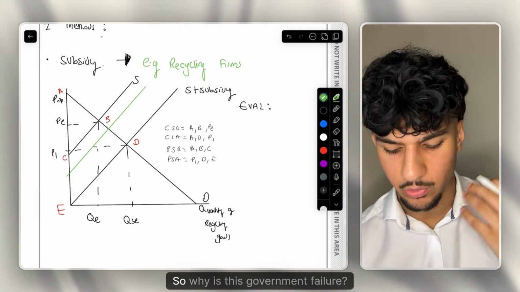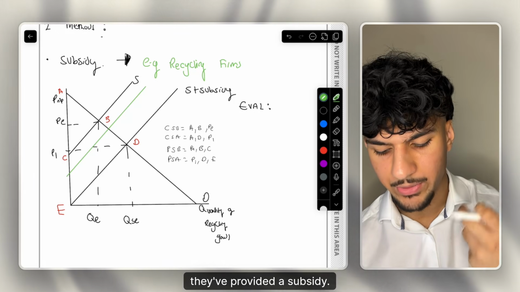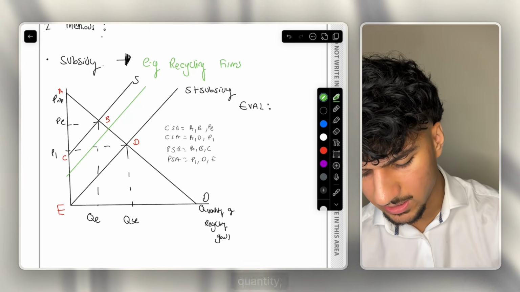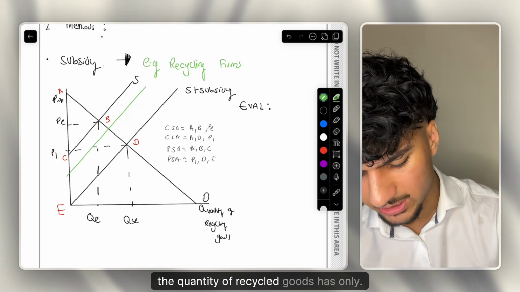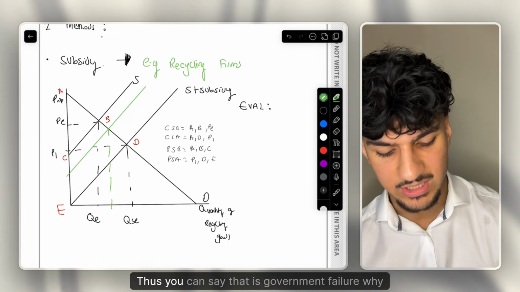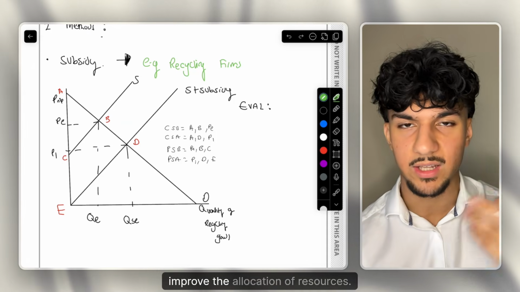So why is this government failure? They've intervened in the market, they've provided a subsidy. However, the subsidy has not had any significant effect on the market, since the quantity of recycled goods will only increase by a very small amount. Thus, you can say that is government failure, since they've intervened in the market and not massively improved the allocation of resources.